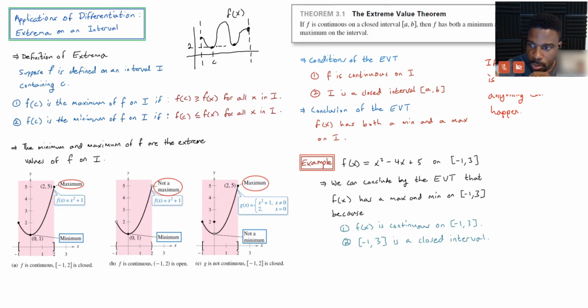Okay, so make sure you note this one down, extreme value theorem. I'm going to talk about a couple more theorems. This one I refer to as the EVT.